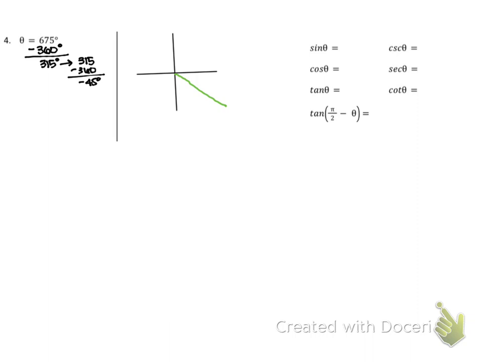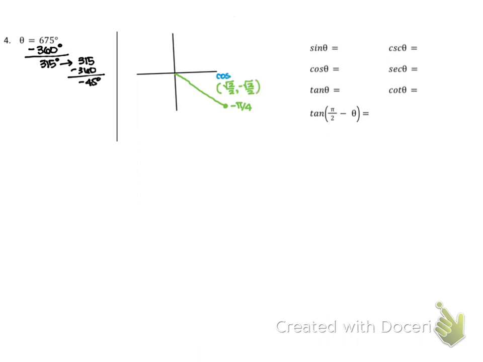And really, unless it says draw the angle, I don't really need you to draw it. I just need you to tell me what the trig is. So the directions did not say draw the angle. So I just need to know that this is the same as negative pi over 4 and that that location is root 2 over 2, negative root 2 over 2.